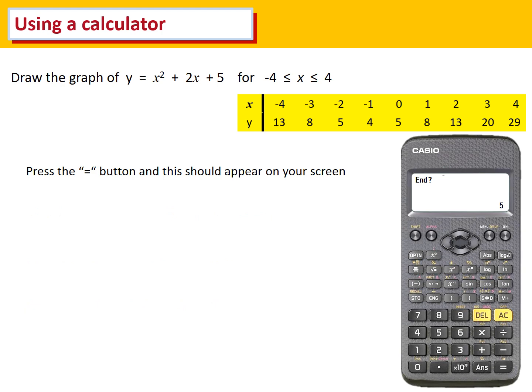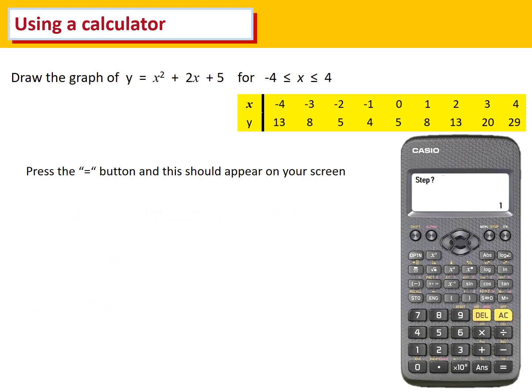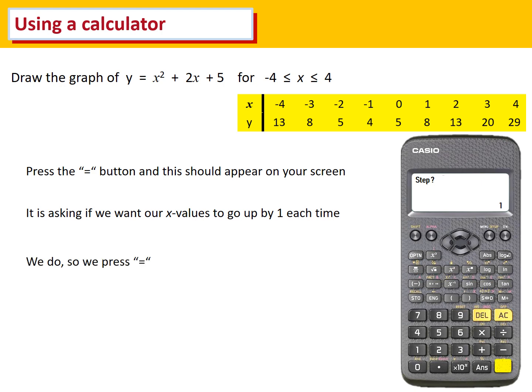And when we do that, we end up with another question which is asking us, do we want our x values to end at 5? Which we don't. We want our x values to end at 4. So we type in 4 and equals. Press that into our calculators. We end up with another question, the step question, which is asking us, do we wish our x values to go up in steps of 1? Which we do. The x values are going up by 1 each time. So we press equals to say yes, we do.